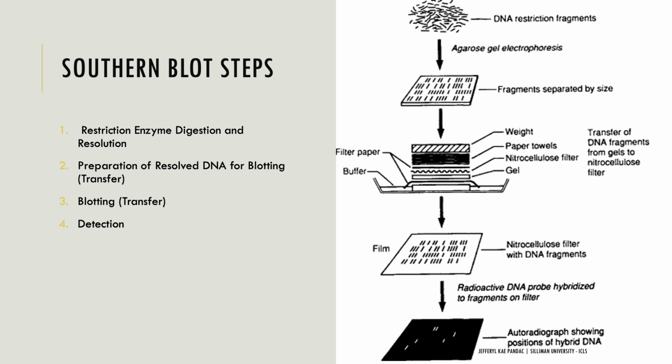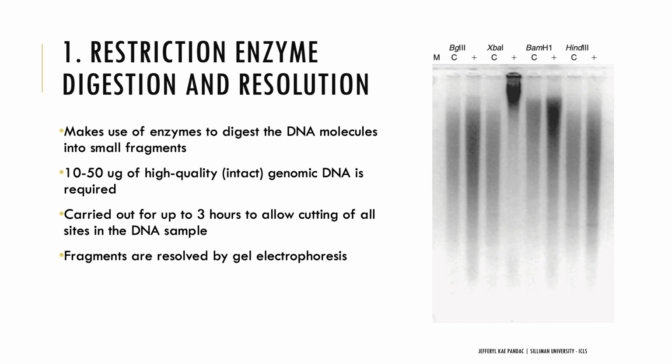the region of interest. The first step in the Southern blot procedure is digestion of test DNA with restriction enzymes. 10 to 50 micrograms of high-quality or intact genomic DNA is used for each restriction enzyme digestion for Southern blot analysis. This concentration may vary depending on the sensitivity of the detection system and the abundance of the target DNA. Digestion is carried out for an extended time to allow complete cutting of all sites in the DNA sample. High specific activity enzymes are also used to ensure complete cutting of every site. Incomplete cutting will result in anomalous patterns, complicating interpretation of the Southern blot data.